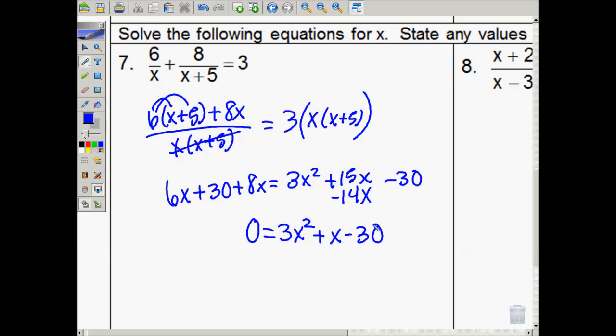Why is there a minus 30? Because it's a positive 30, so when I move it, it's going to become a negative. What about the 6? I did 6x plus 8x. Bye. Have a good day, students. Bye, Carl.